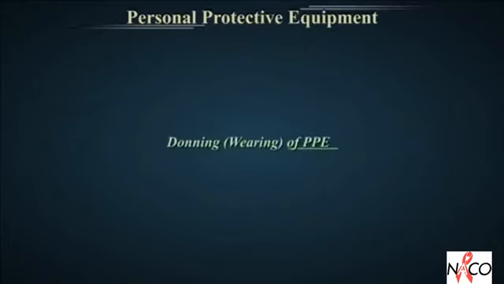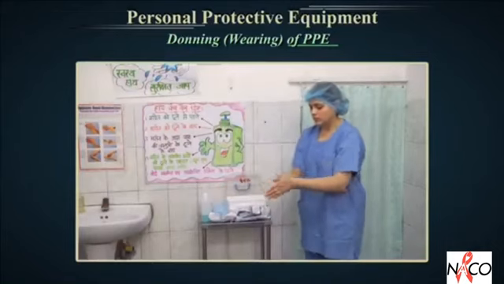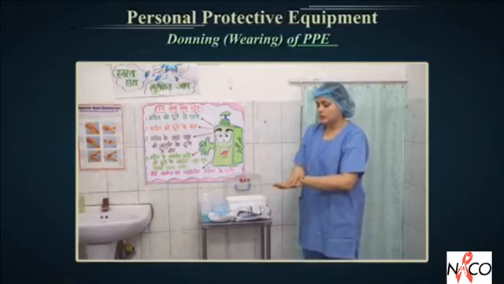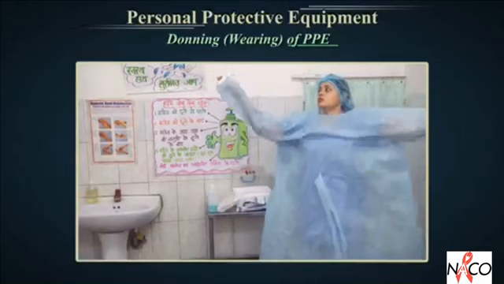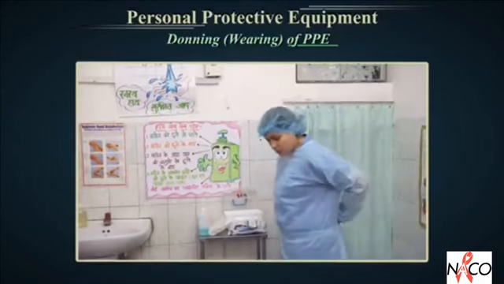Donning of PPE. The first step in donning of PPE is good hand hygiene. Follow all steps of hand hygiene before wearing personal protective equipment. The second step is donning the gown. The gown should be fastened at the back of the head and the waist by tying the ends.